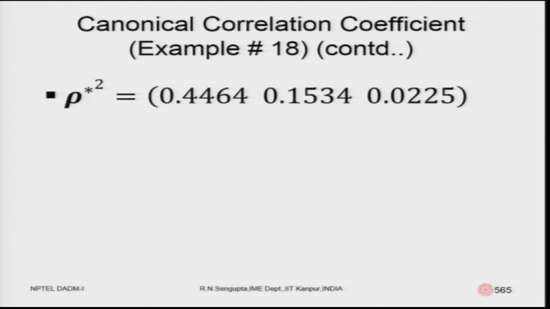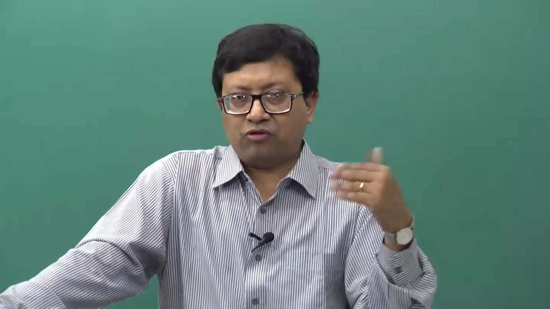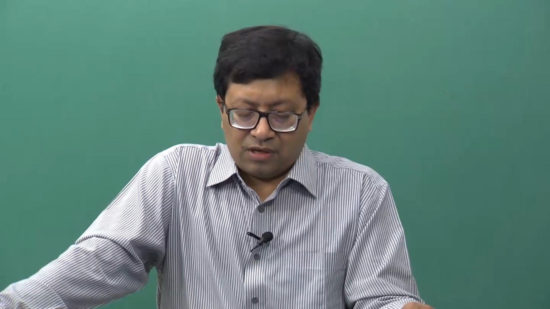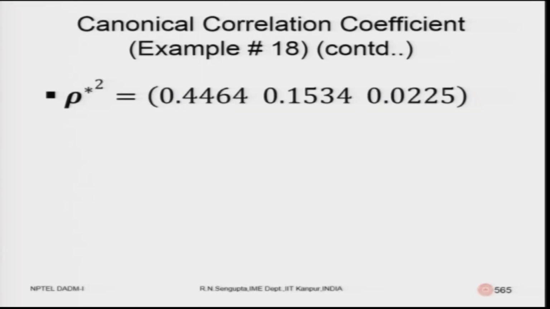The correlation coefficient maximization values will be coming. I will only read till the second place of decimal, and there is a reason for that. Also note down the values, how they are decreasing, because that will be applicable as we draw the diagrams. So, the rho squares, rho star squares, meaning the optimum values, are 0.45, 0.15 and 0.02.